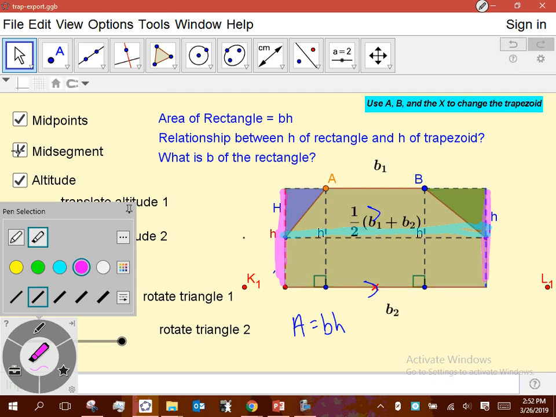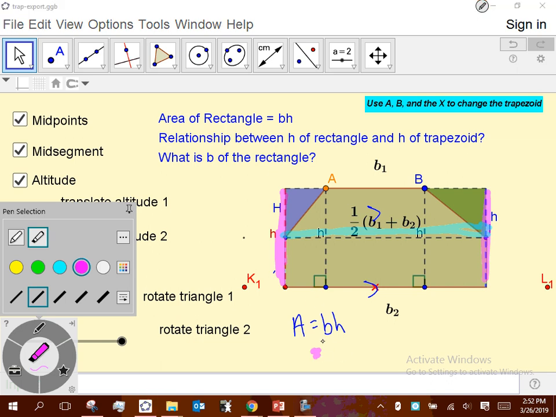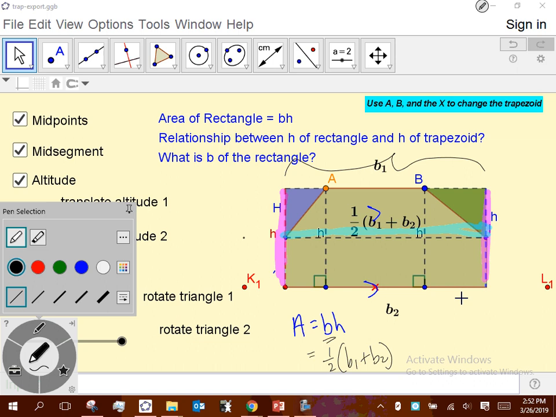It's the mid-segment, isn't it? So do you see how the base of my rectangle is 1/2 (B1 plus B2) here? Okay, so if I replace this, for my trapezoid, this distance here is 1/2 (B1 plus B2). And then to find the area of the rectangle, that is providing that distance right there. That's 1/2 (B1 plus B2). This distance here was the height of my trapezoid. So there's my formula. Does that make sense to everybody?